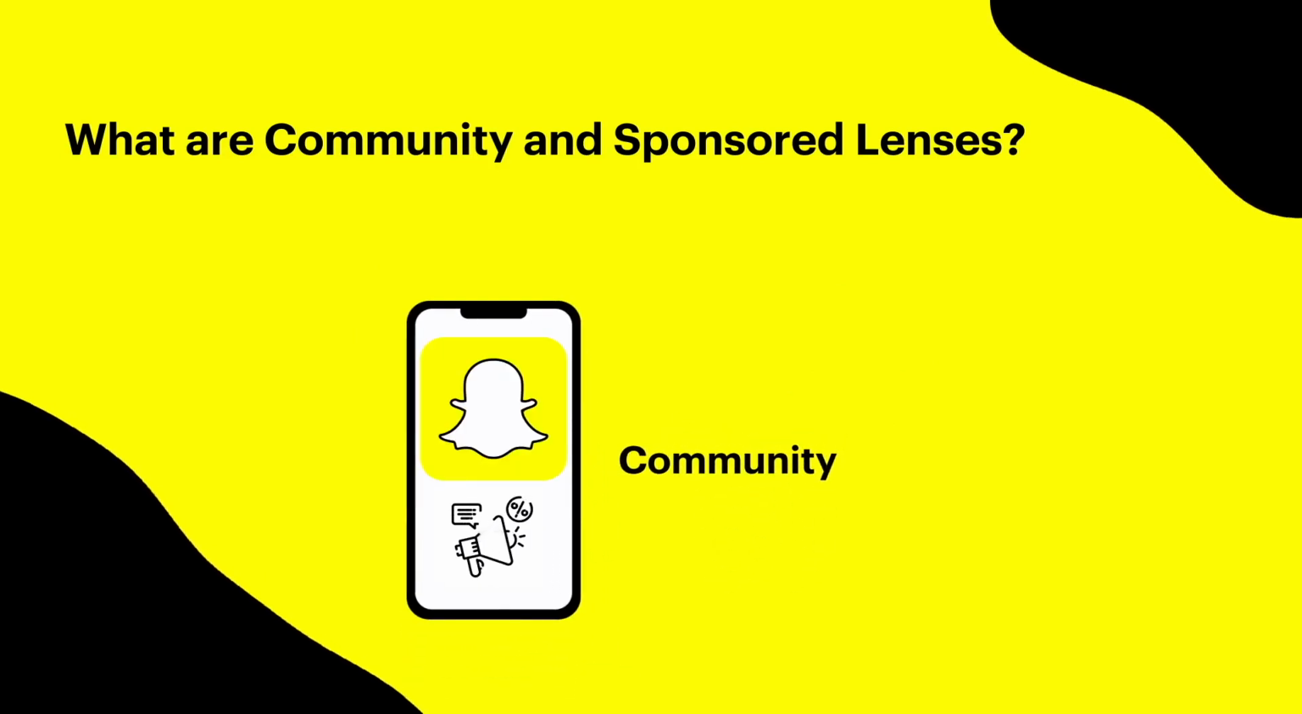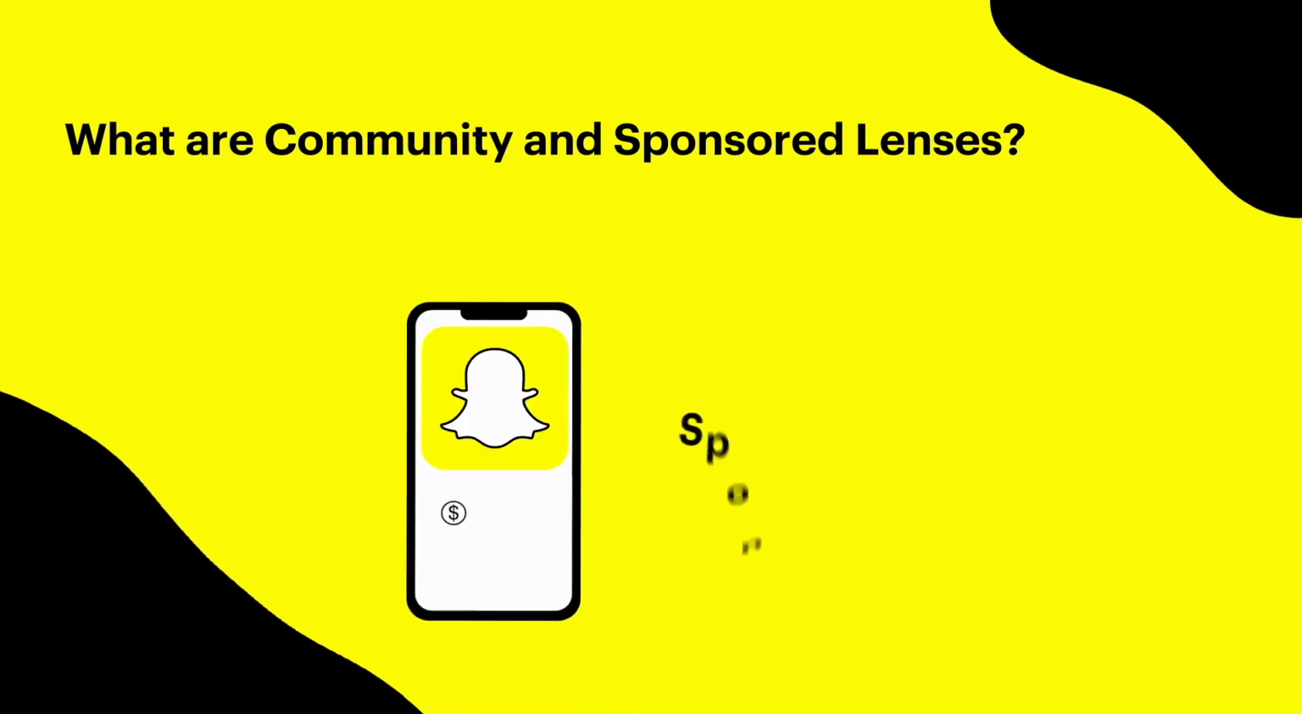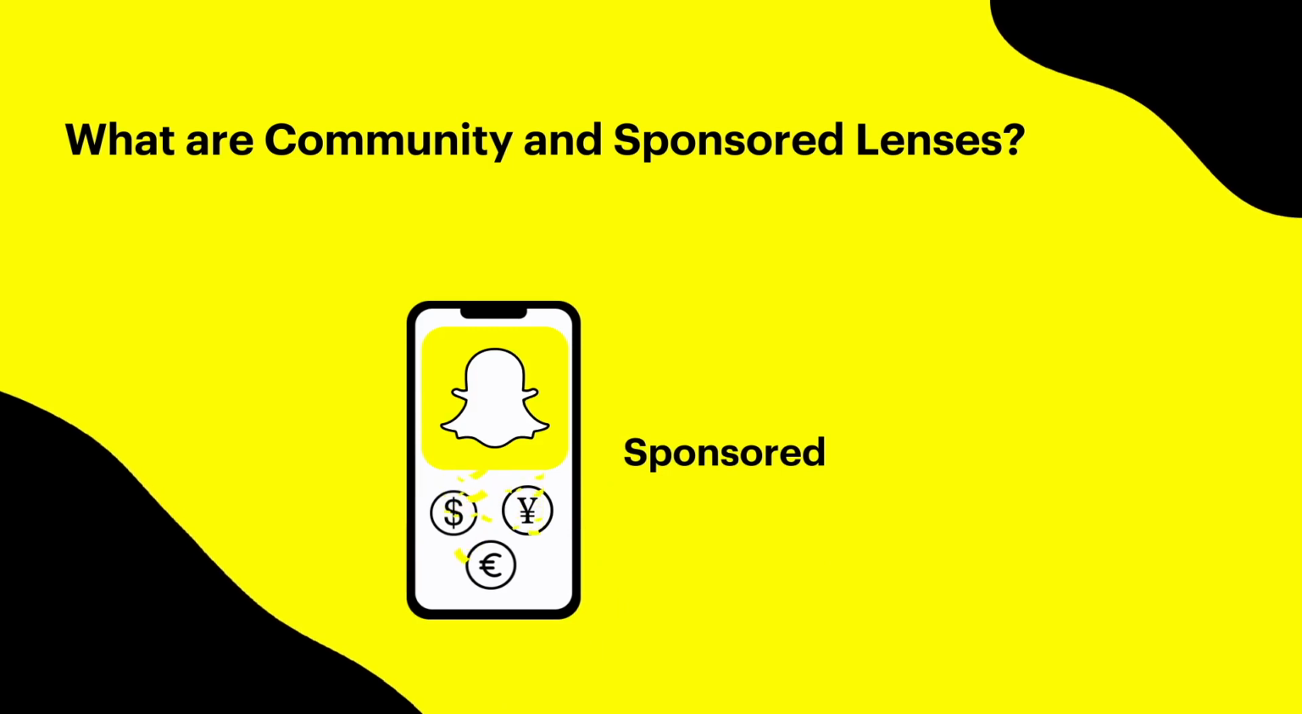A community lens is a lens that reaches Snapchatters organically, meaning without any ad spend. A sponsored lens is a lens that has been published to Snapchat with ad spend behind it to serve the lens with a targeted approach.